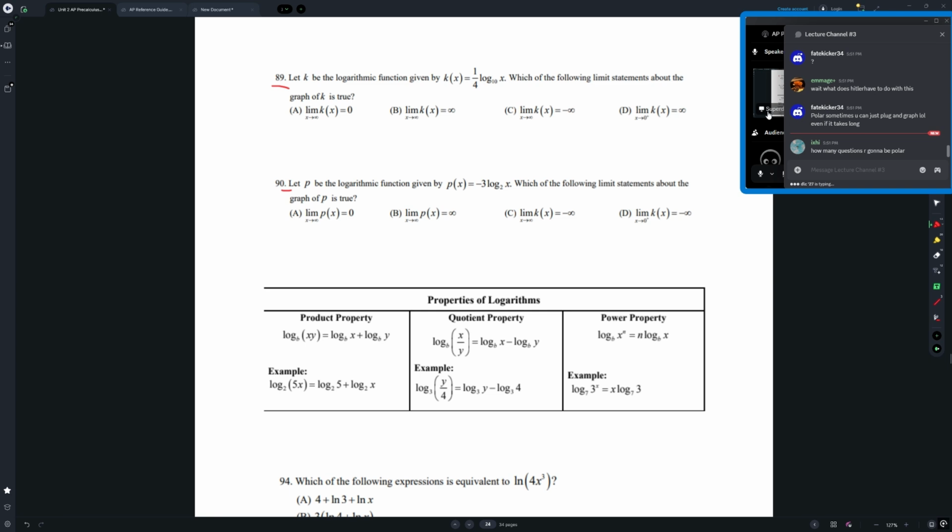On the exam, max 2 to 3. That includes the coordinates and the graphs, like all 3 of them combined. Max 2 to 3 on FRQ.